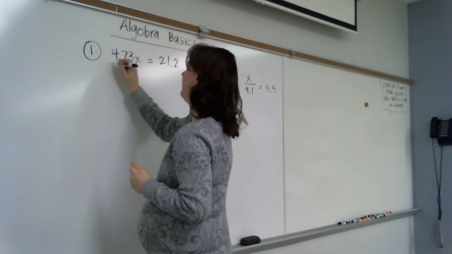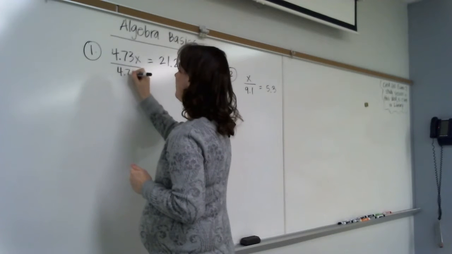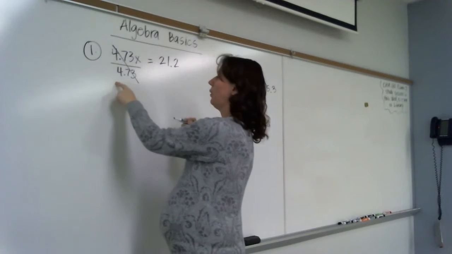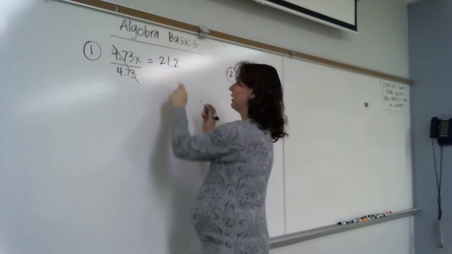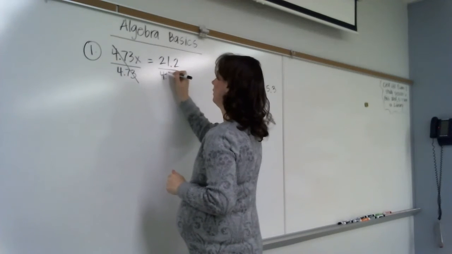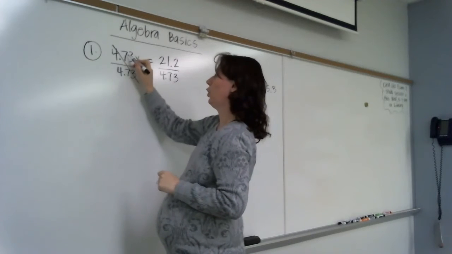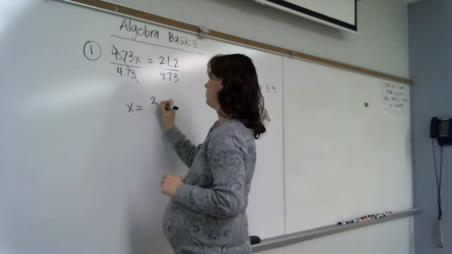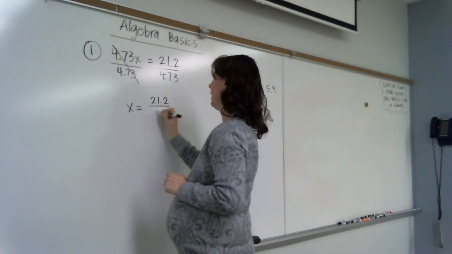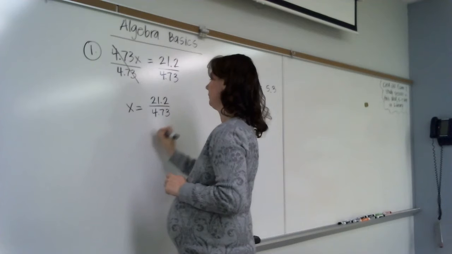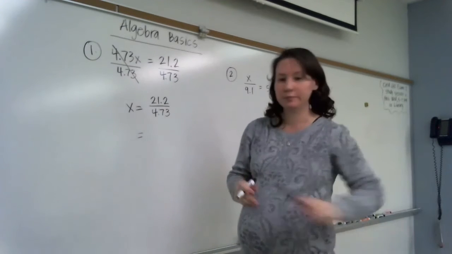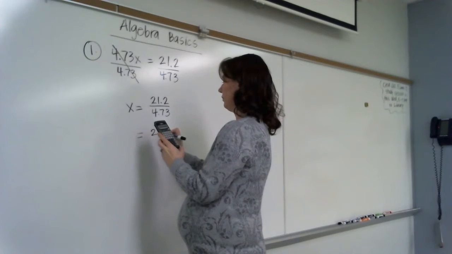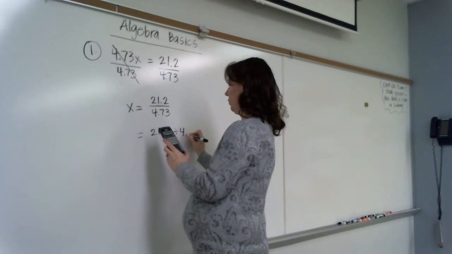So if I divide 4.73x by 4.73, well, this over this cancels. But whatever I do to this side, I have to do to this side as well. So 4.73 divided by 4.73, that goes away. So x equals 21.2 divided by 4.73. So in my calculator, I would say 21.2 divided by 4.73.